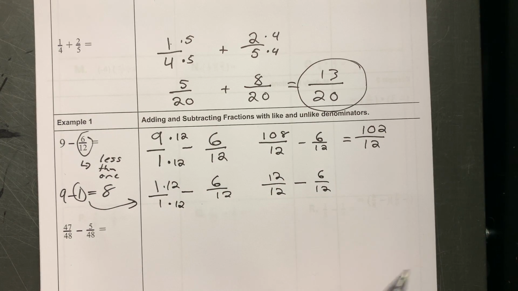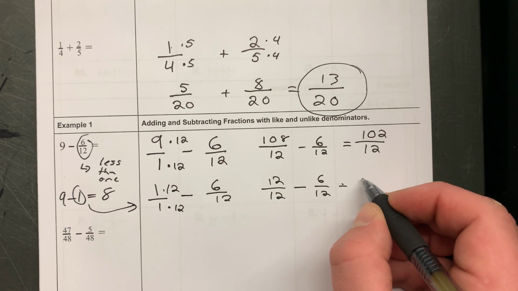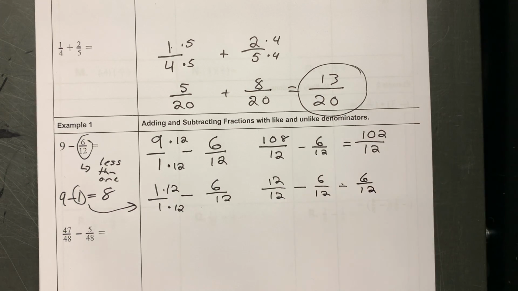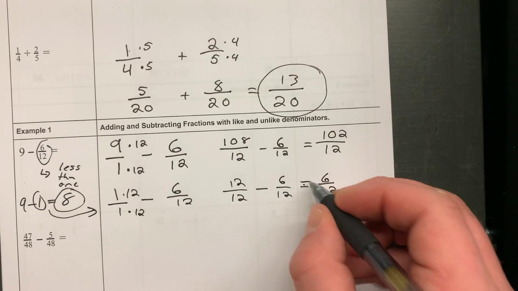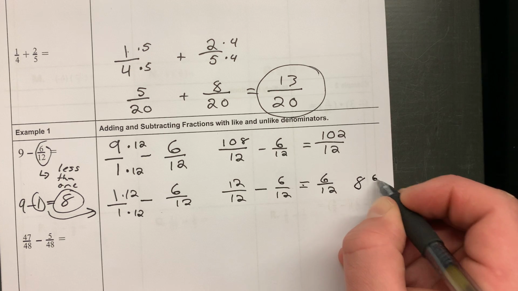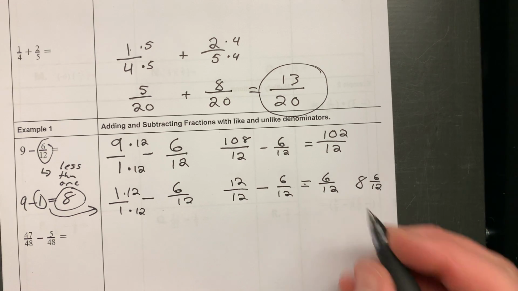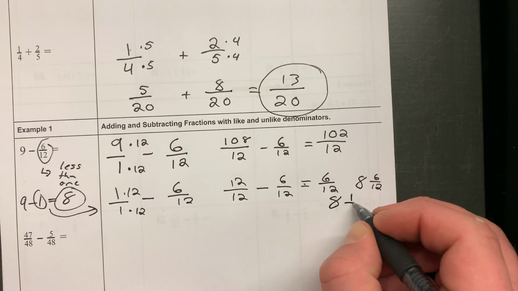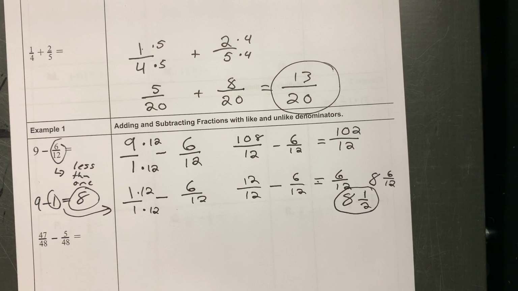12 over 12 minus 6 over 12 gives me 6/12. Now that's the fraction that pairs with my whole number. So I actually have 8 and 6/12. And now you can say, hey, Mr. Anderson, I know that 6/12, 6 is exactly half of 12. You're right. So my fraction is actually going to be 1/2. 8 and 1/2 is my answer there.